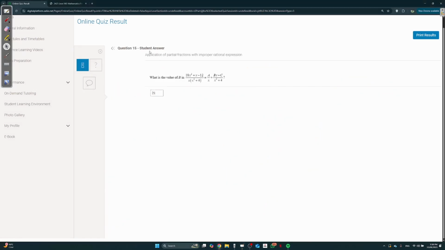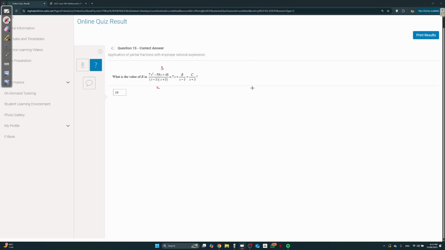Moving on. Question 15. What is the value of b in 7x cubed minus 59x plus 48 over x minus 3, x plus 3? Okay, over here, what's the degree here? The degree here is 3. But if you look at the degree down, you have x and x, so it's 2. The degree down is 2. So, is the degree up less than the degree down? No.